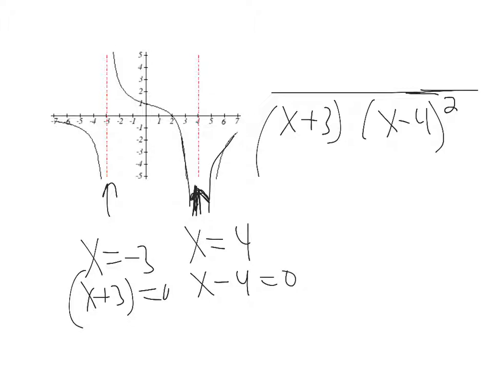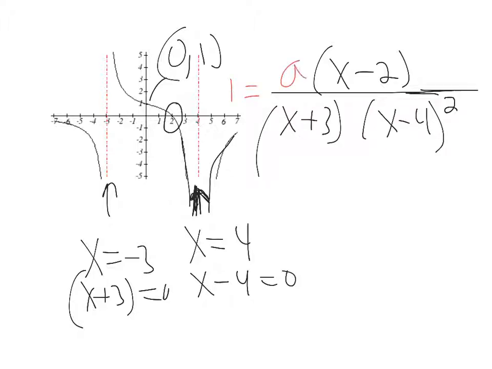x equals 4. And then I'm noticing it crosses the x-axis at x equals 2, so I'm going to write x minus 2. I know that gives me a 0. Then I've got to ask myself, if I substitute in 0, do I get positive 1 in that equation? Well, I'm hoping you see that no. So I'm going to say 1 equals a times, well, let's see, that's going to become 0, that's going to become 0, that's going to become 0. So I'm going to get 1 equals a times negative 2 over 3 times 16.